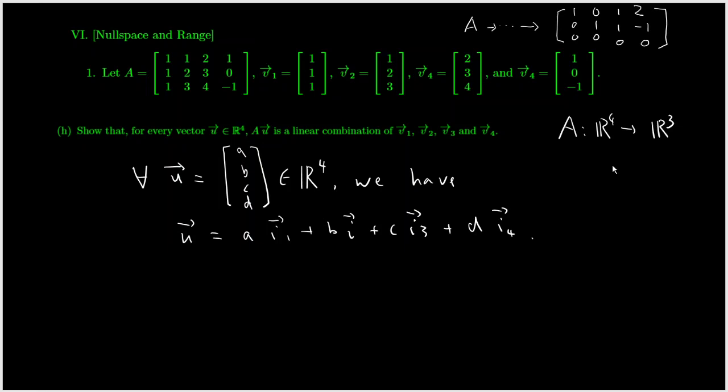Now we are trying to show the output for the input of u. This notation is the output for the input of u, right? u is a vector in R4. For every output you just multiply on the left by A. So that makes sense? Okay. So we have A times u. A times u is equal to A times, you just copy the representation in terms of standard basis vectors: A times (a I1 plus b I2 plus c I3 plus d I4).